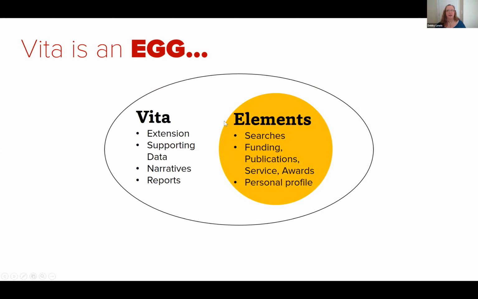Specifically, we're going to get into this egg yolk here. This is where you're going to be able to do searches of databases for publications you might have out there on the web on other databases. We're going to talk about funding, any money that you might get, publications, service, awards, and your personal profile. We will spend a couple minutes back in the Vita wrapper again today to talk briefly, very briefly, about narratives and how you might generate a dossier report.